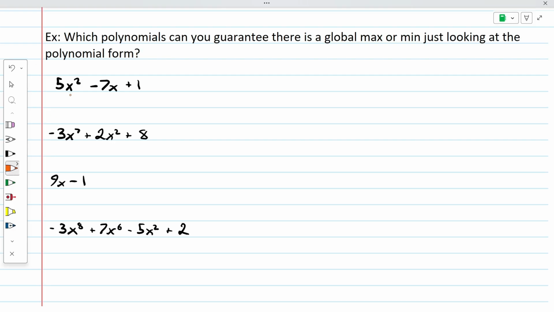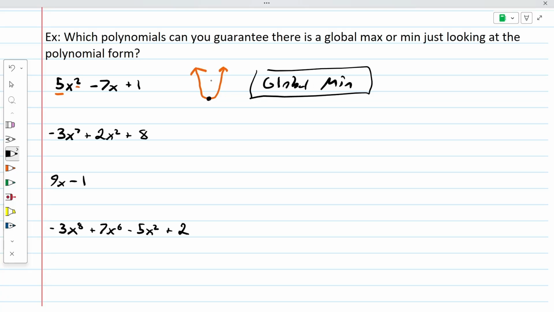We see that we have a leading coefficient of positive 5 and a degree of 2. That's the largest degree. So we know that this function is going to look something like this. So will we have global extrema? Yes, we will. We will have a point down here where it's the lowest value of the function. So just by knowing what the form of the function looks like, we can say there's going to be a global minimum. But there's not going to be a global maximum, because we see that it goes to infinity on both of these sides.